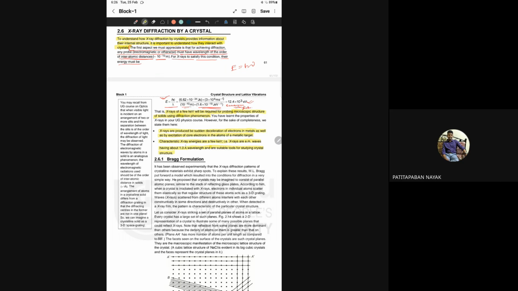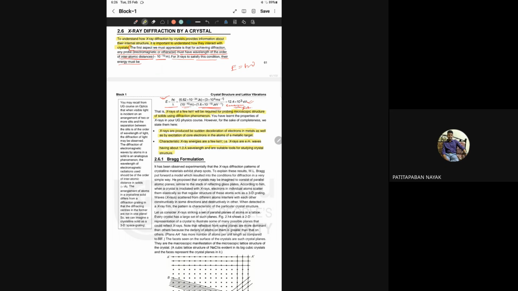How are X-rays produced? X-rays are produced by sudden deceleration of electrons. Deceleration of electrons is the opposite of acceleration. As the electron decelerates, it will release energy, and this energy falls in the range of X-rays.